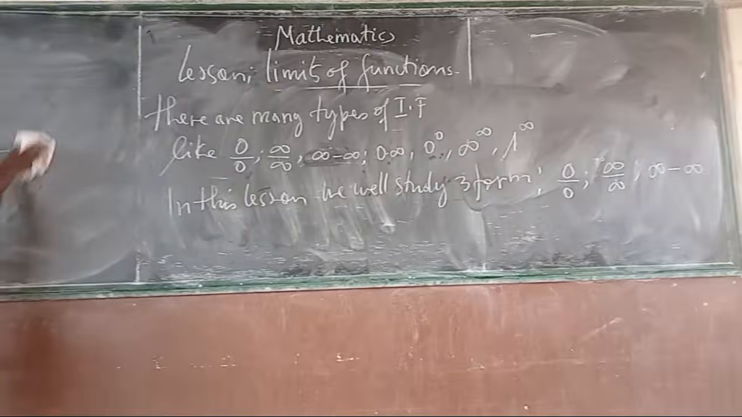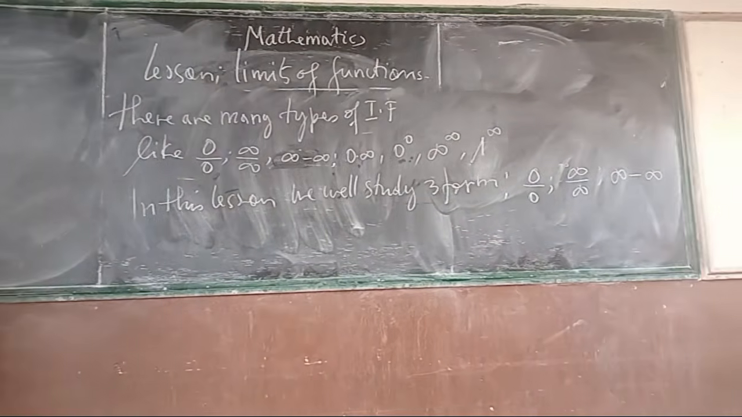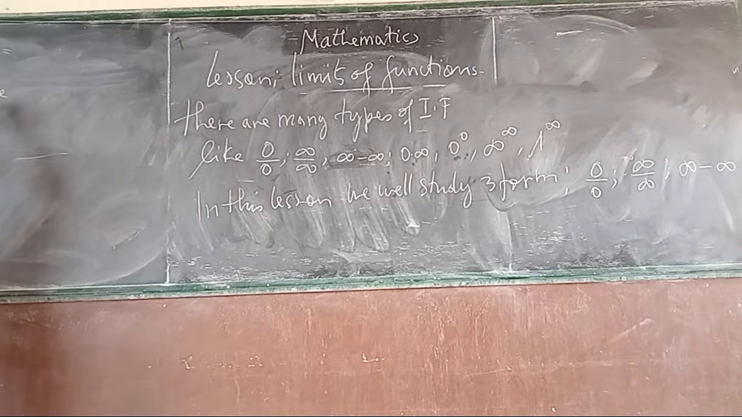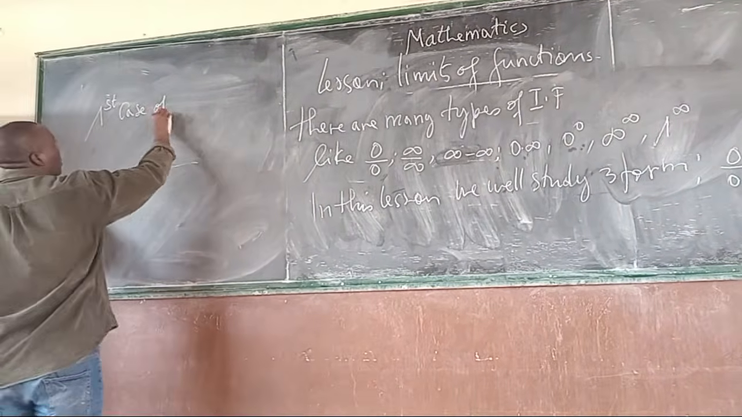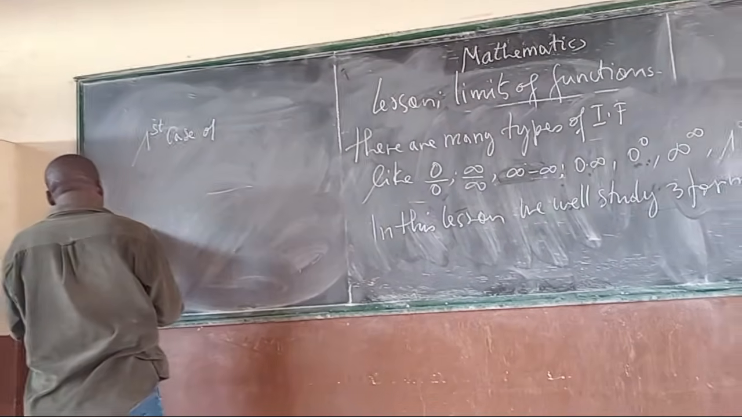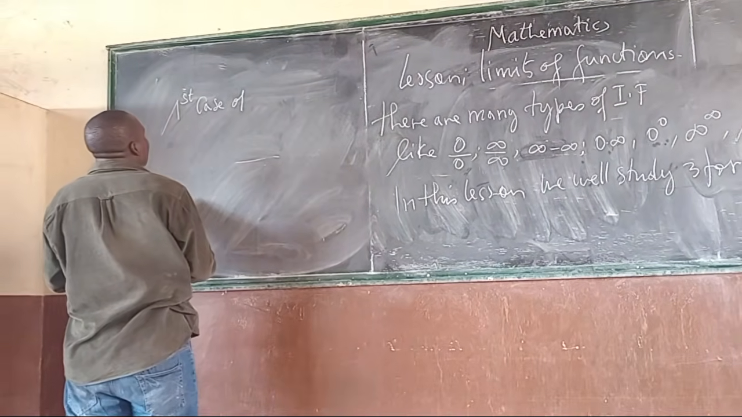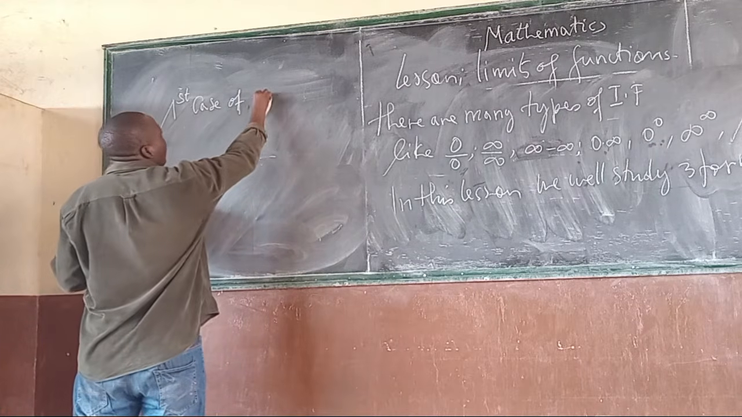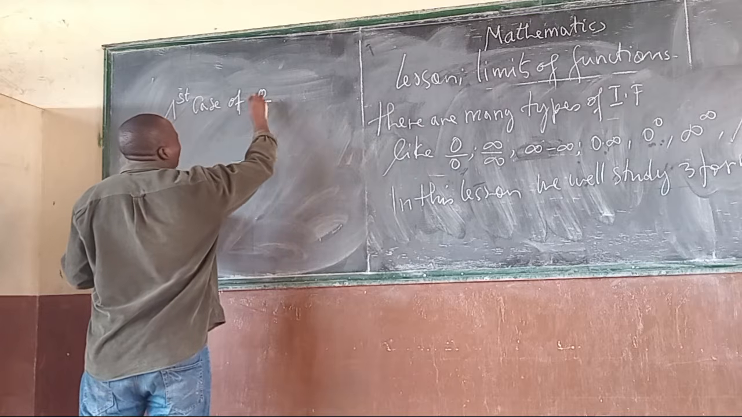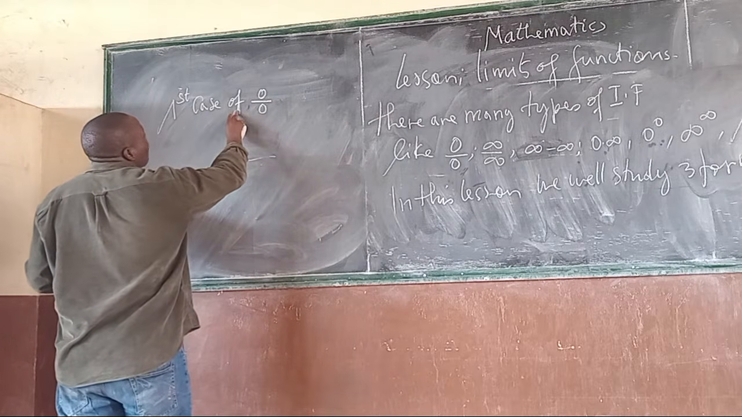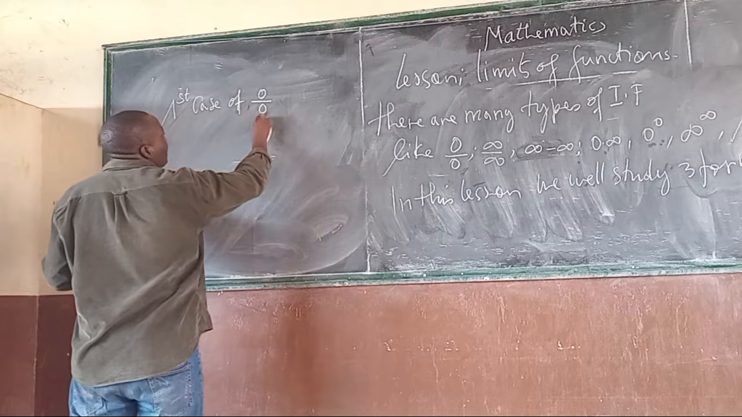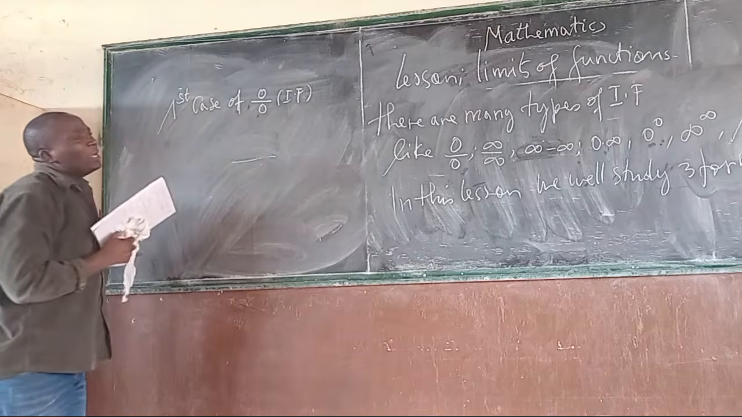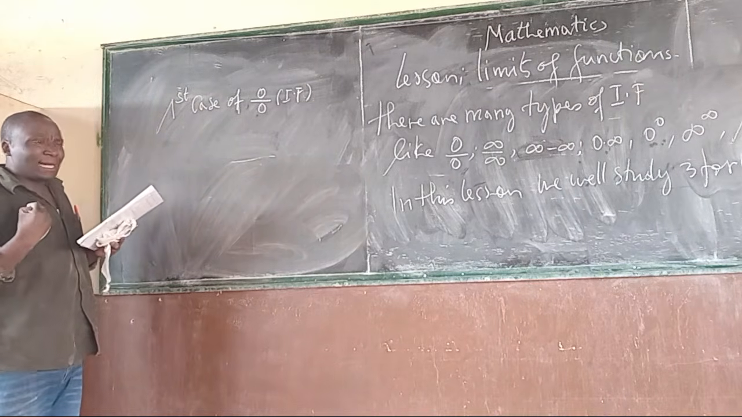Then, teachers, as you see, we are going to begin with the first case. First case of infinity out of infinity, or first case of 0 out of 0. This is what we call indeterminate form. Teachers, we are going to discuss it together.